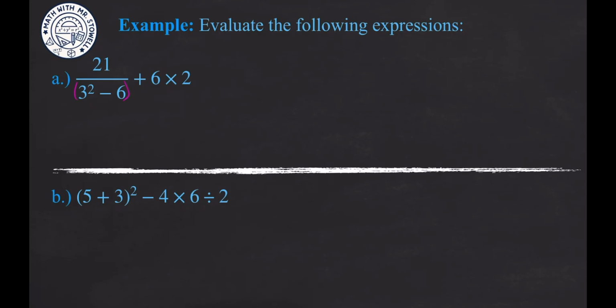Technically, the bottom is like saying we have a parenthesis. So let's try to simplify the bottom of the expression. We have 21 divided by, well, we had to do the exponent first. So 3 squared is 9, minus 6. We're going to rewrite this exactly like it is.